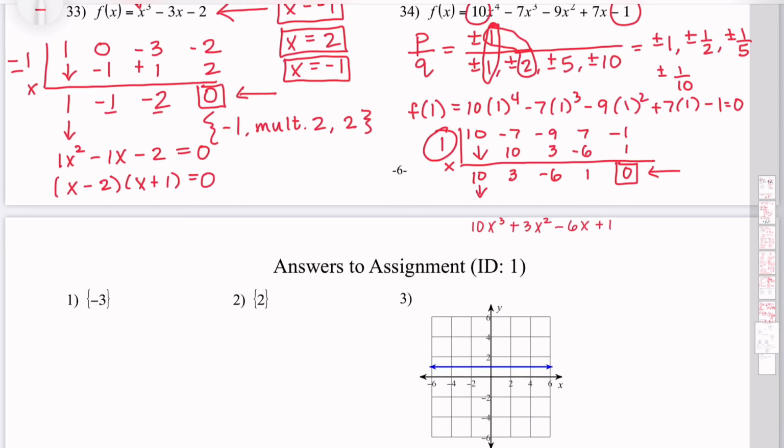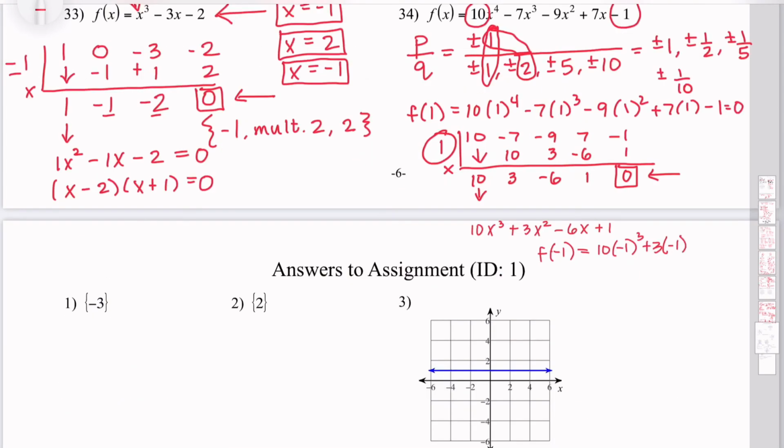Now let's check if negative 1 could possibly be a factor by plugging it into that function. So if we put negative 1 into this new function, we get 10 times negative 1 cubed plus 3 times negative 1 squared minus 6 times negative 1 plus 1. We end up with 0 once you simplify, which is perfect. Another factor is negative 1.